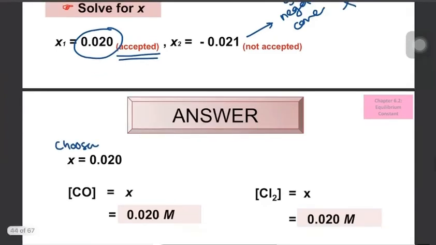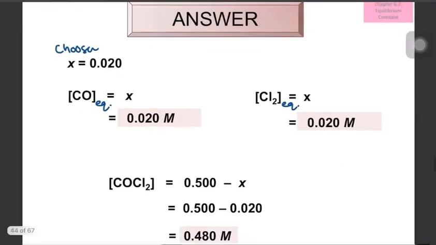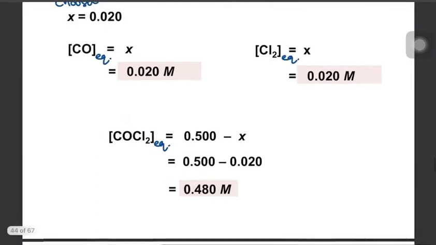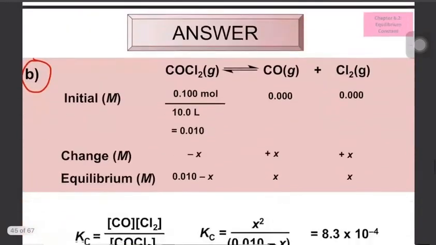Okay, so once you do that, now since we are calculating for equilibrium, make sure you put an EQ over here. This is very important, because we want to differentiate initial and equilibrium. So make sure you put that EQ over there. Same goes to here, concentration of COCl2 at equilibrium. So that's part A. Now part B, same thing.